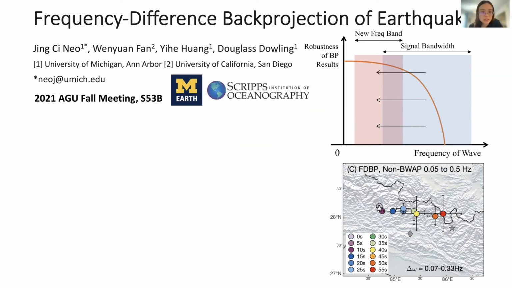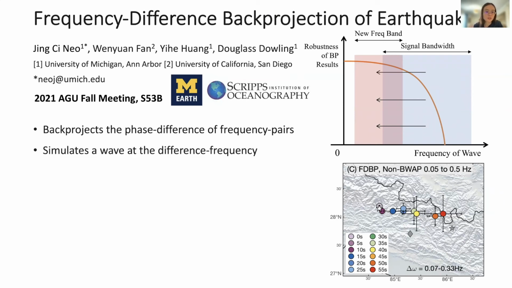Hello, my name is Jingci and my project is on the frequency difference back projection of earthquakes, or FDBP in short. Back projection is an earthquake rupture imaging technique. While conventional back projection stacks the phase of each frequency, FDBP back projects the phase difference of frequency pairs instead, which simulates a wave at the difference frequency.